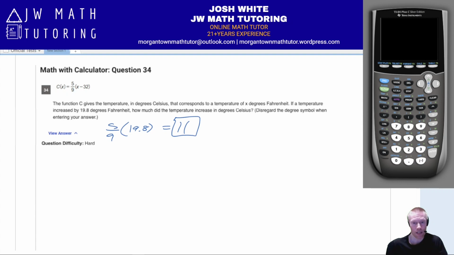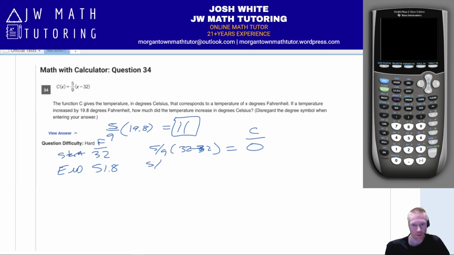Now, if you didn't recognize that, then that's totally fine. Then I would pick two numbers, and I would use that strategy to figure it out. So for my two values, I'm going to pick 32 as my start, and then for my end, I'm just going to add the 19.8 to that and use 51.8. The reason I chose 32 to start is because when I go to calculate it, it's going to be very easy because I plug in 32 for x. 32 minus 32 is 0. This whole thing is 0. So my starting temperature for Celsius is 0. These are Fahrenheit values and so on.